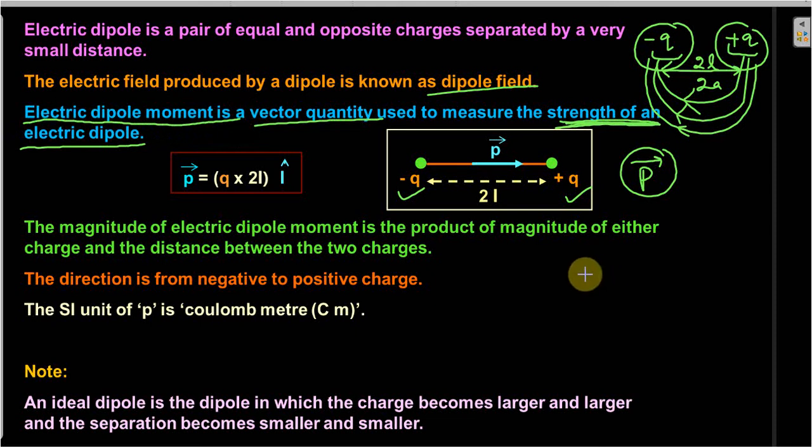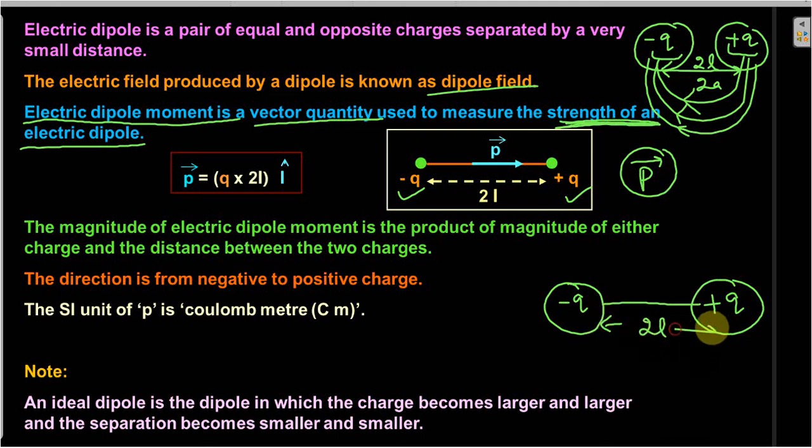Next is the direction of dipole moment. How do we represent the direction of dipole moment? Again you have two charges of the same magnitude but opposite sign, separated by distance 2L. According to sign convention, the direction of dipole moment is always from negative to positive charge. This is the direction of the dipole moment, and you can even underline this: the direction is from negative to positive charge.